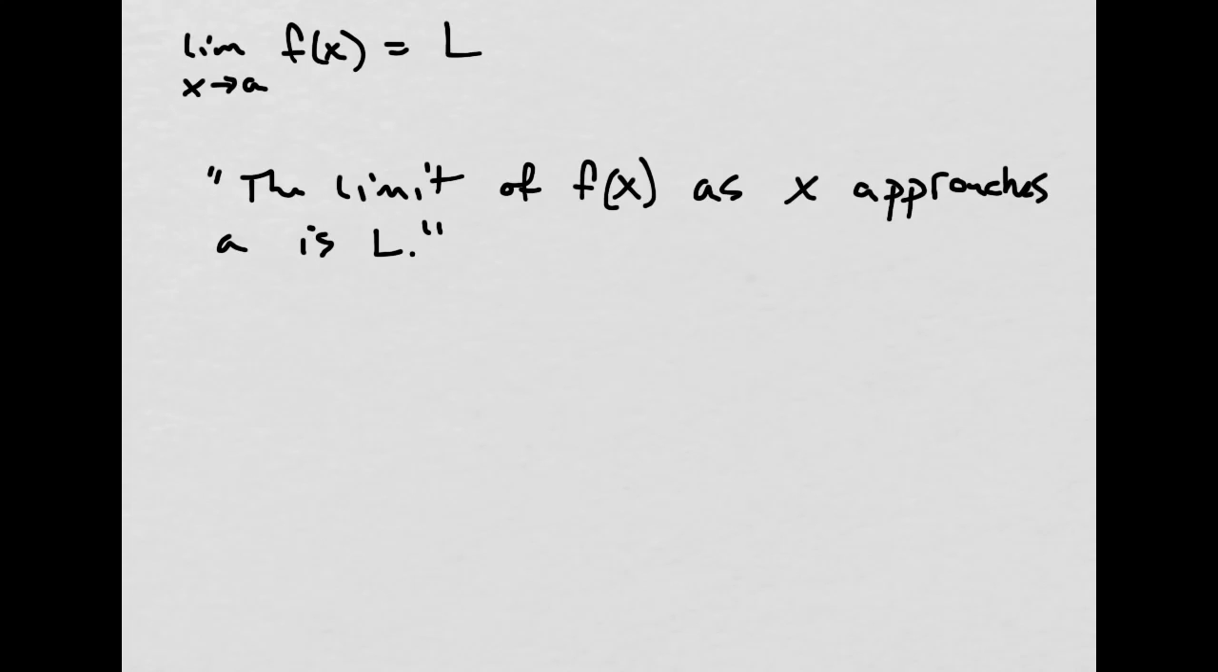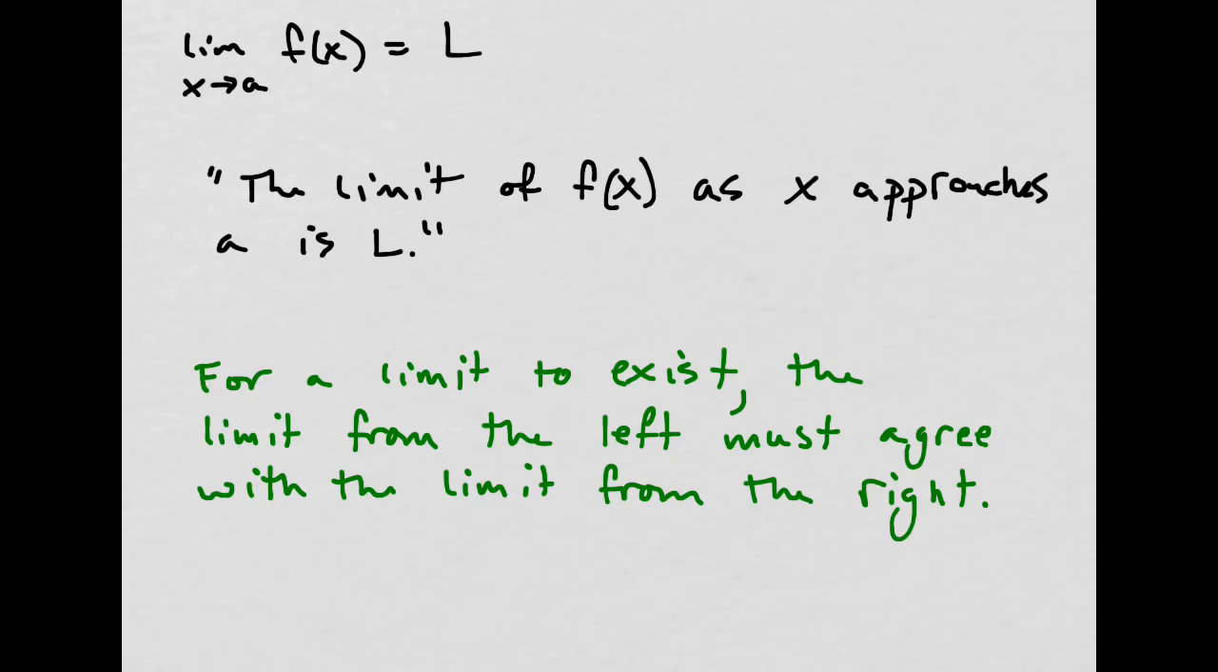How about for a limit to exist, the left-hand limit and the right-hand limit have to agree. Let's say that. For a limit to exist, the limit from the left must agree with the limit from the right. They also have to be a number, okay? It can't be like an infinity or something like that.